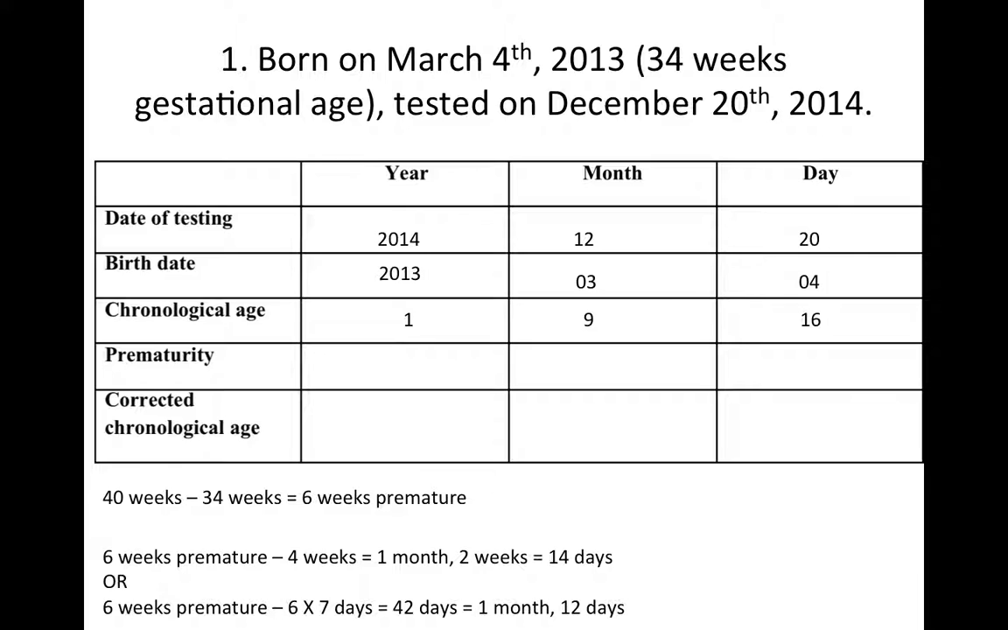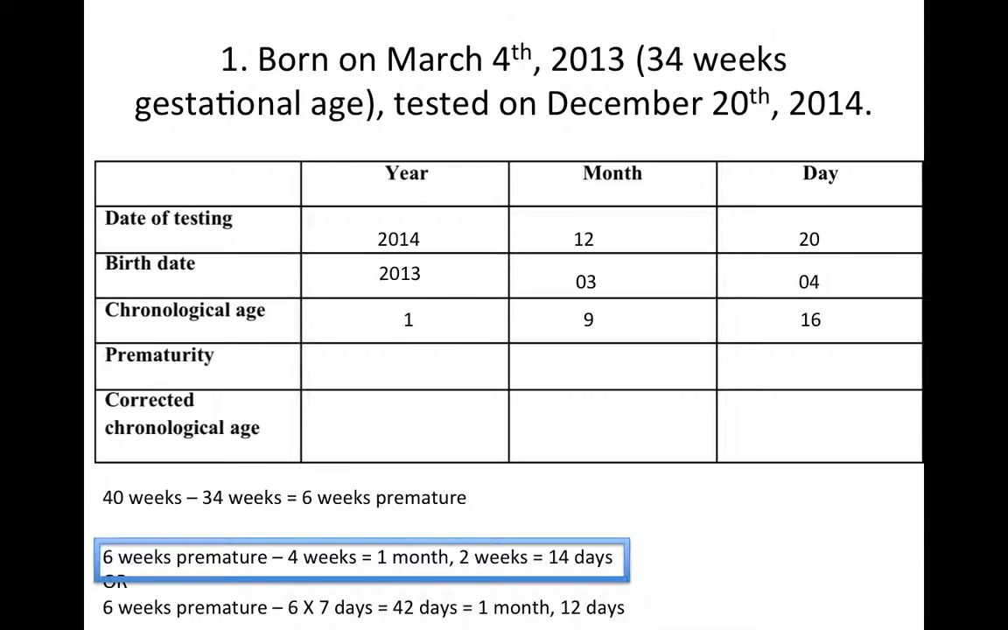The first is that 4 weeks equals 1 month and 2 weeks equals 14 days. And then the other one is that you can do 6 weeks times 7 days, which is 42 days total, and that comes out to 1 month, 12 days if you're using the 30-day rule as a month. So both were counted correct on the quiz, but we're going to start with this example with the 1 month, 14 days. So you can go ahead and enter that into the prematurity as well as the 0 for the year. You don't want to forget that.